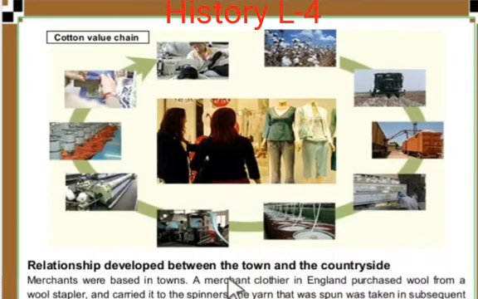So what happened? The merchants were based in town. The merchant clothier in England purchased wool from the wool stapler and carried it to the spinner. The yarn that was spun was taken in subsequent stages of production to the weavers and fuller and then to the dyers. So it is all about the birth of the cloth, right, from the raw material to the manufacturing. The finishing was done in London before the export merchant sold the cloth in the international market.